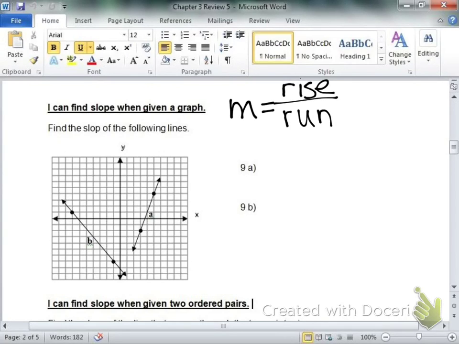So on number 9, part A, count your rise from one point to the other. To go from one point to the other, I go up 1, 2, 3, 4, 5, 6. So my rise is 6. And then my run is 1, 2. So 6 over 2. If you can simplify it, simplify it. That simplifies to 3 over 1. Some people would actually write that as just the number 3. That's fine. Again, it's multiple choice, so you need to know that those are the same thing.